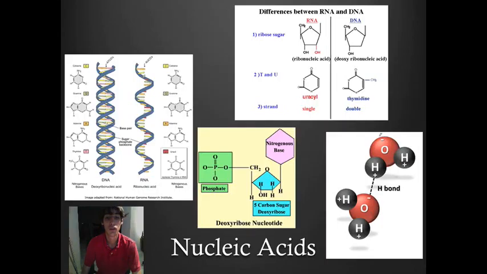The macromolecule I will be talking about is nucleic acids. Nucleic acids have the job of storing genetic information, and the way they store it is in the form of DNA. This is the polymer. Another polymer could be RNA. The differences between DNA and RNA are outlined here.